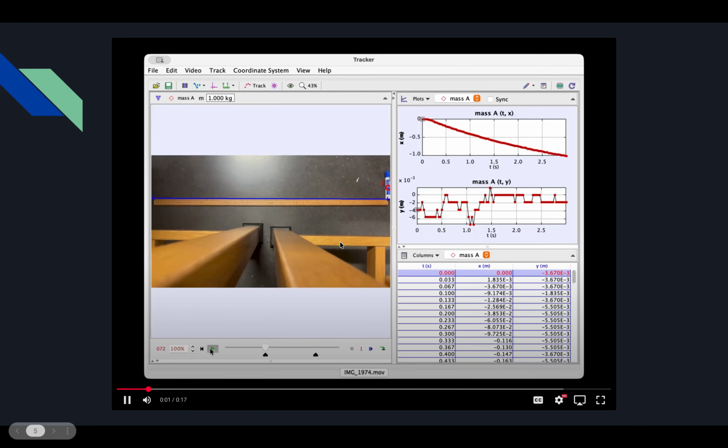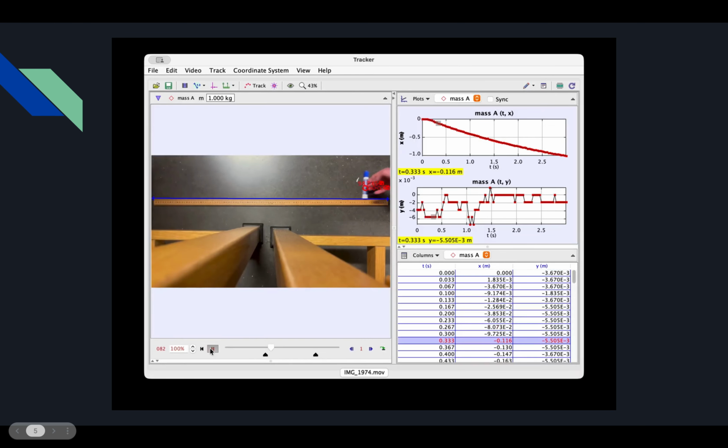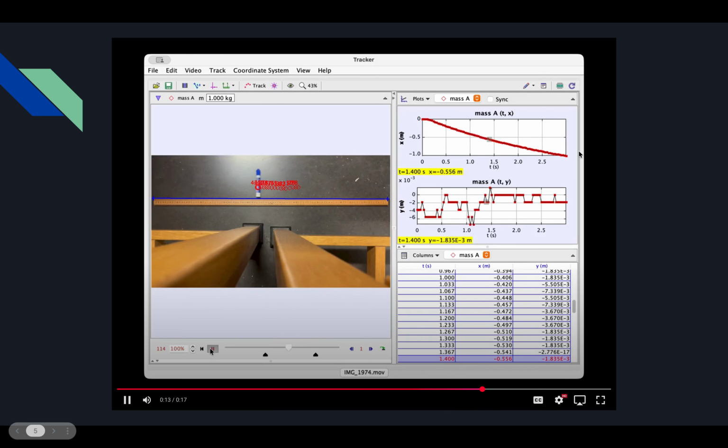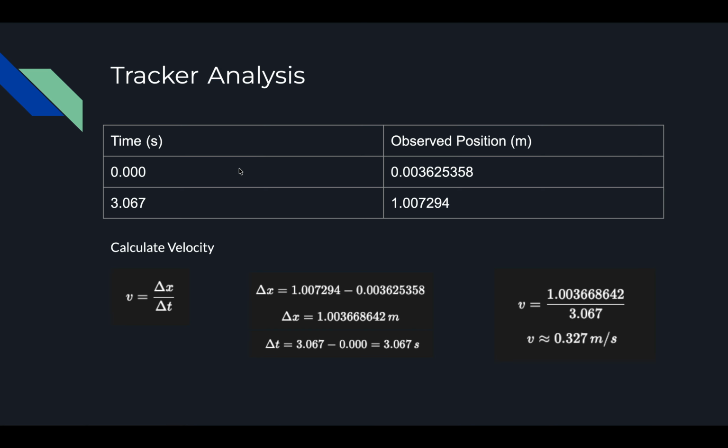This is our Tracker software. So first, each diamond represents the center of the mass that was clicked so that we can get the position at a certain time. You can see the graph indicating that we're going linear, but in the negative axis. That is just because we were going in the opposite direction that you would usually go in.